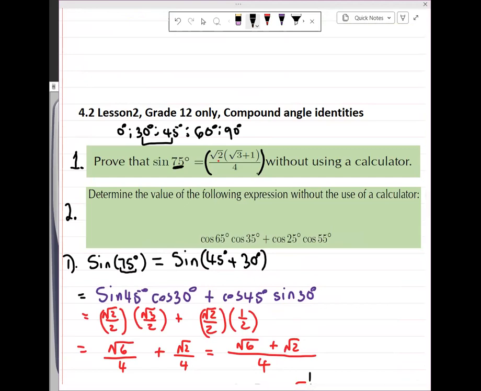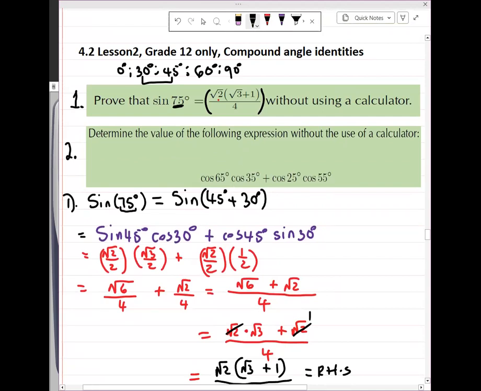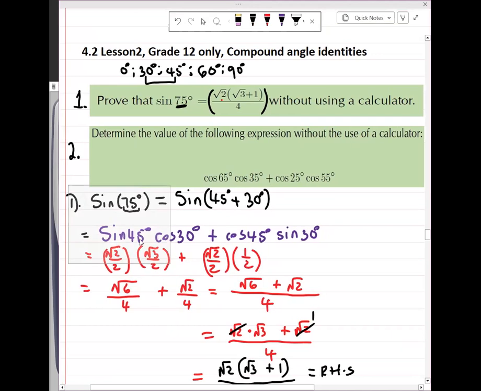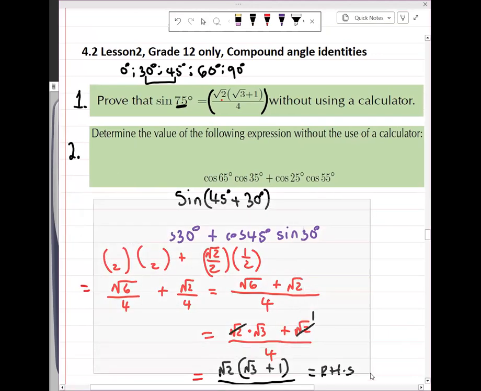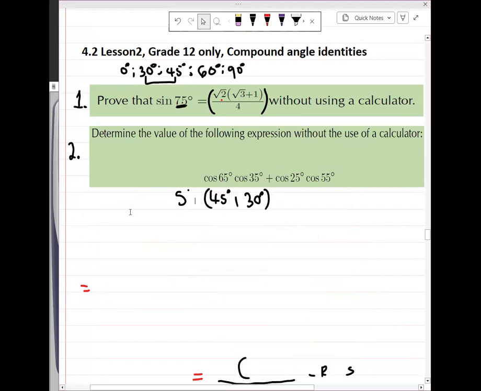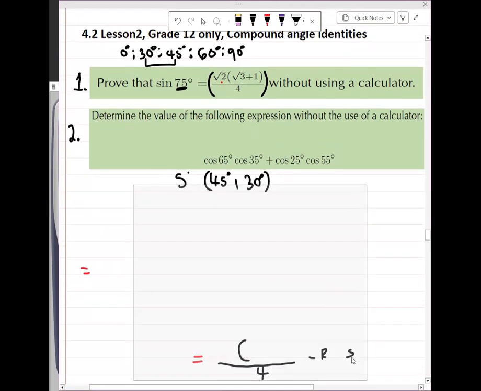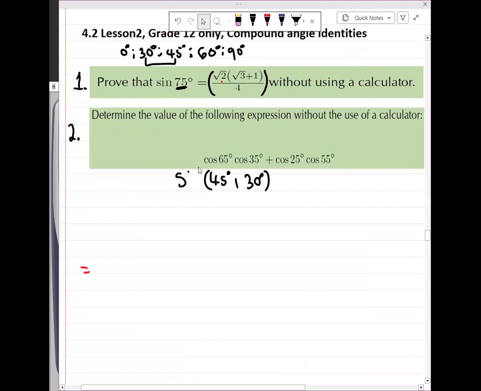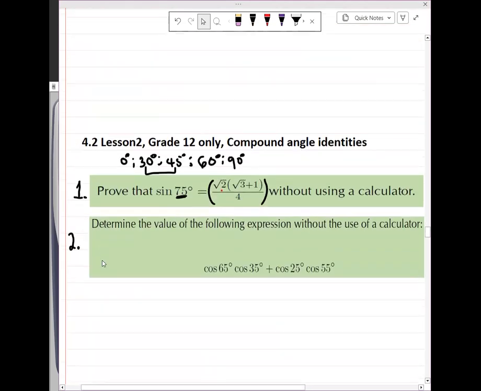Now we're going to do this one. Let's quickly create space for writing. So all this must go away. Marvelous. Let's do number 2 now.